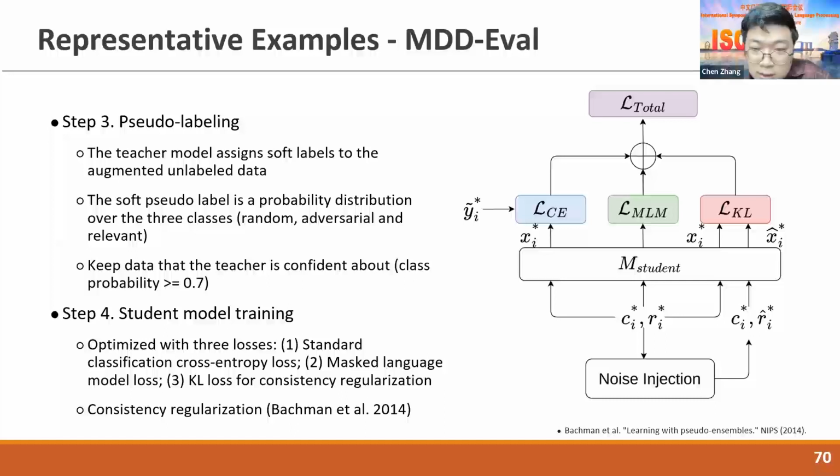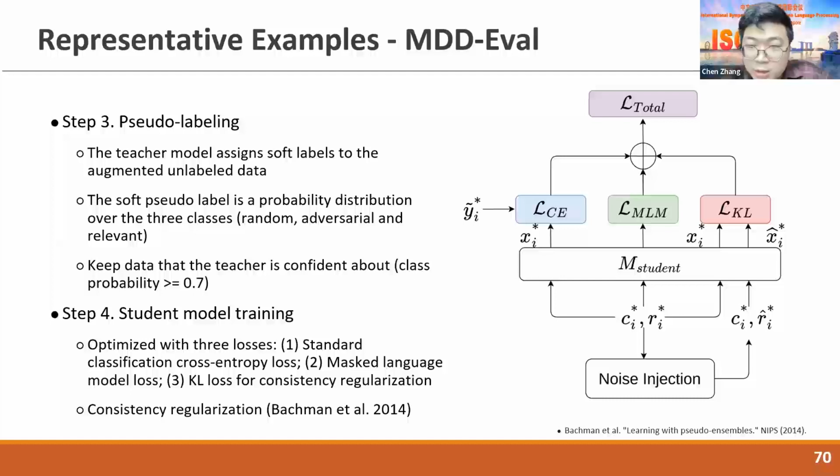Then after that, in step 4, we combine this pseudo-labeled data set and the original DailyDialog, which is the human-labeled data set, to train a student model, which has the same architecture as the teacher model, but is initialized with only the RoBERTa initial weights. So we train the model with 3 different losses. One is the standard cross entropy loss to do the classification task.